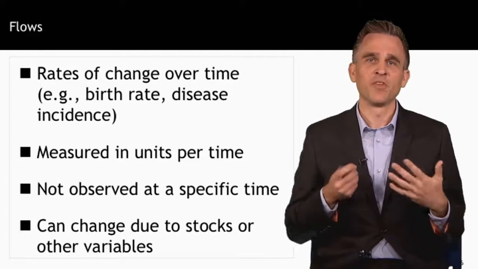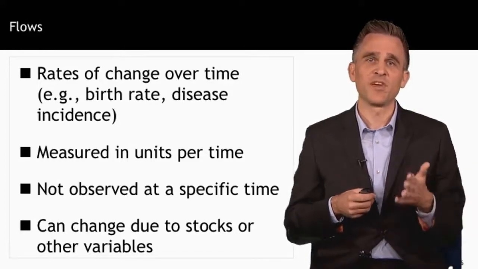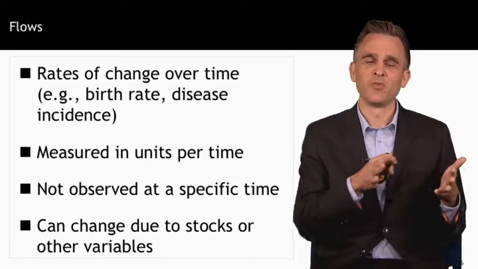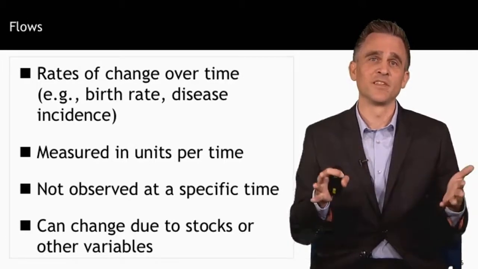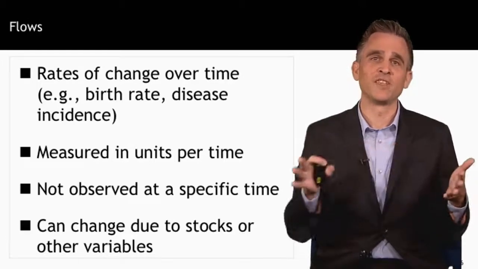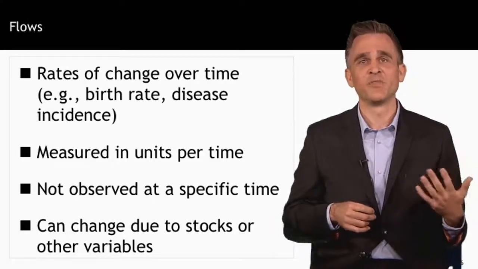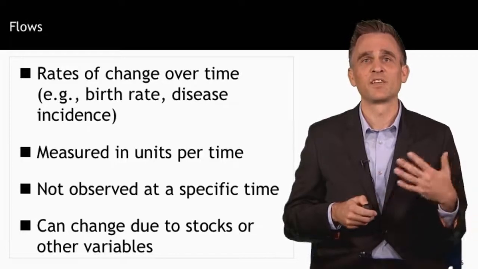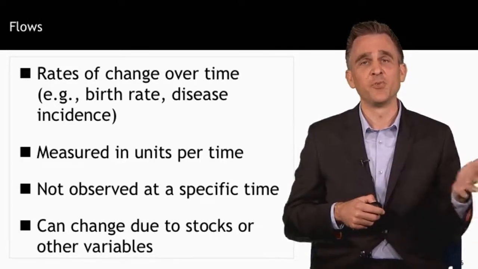Flows are a little bit different in a couple of ways. The first is that they're measured in units per time because they represent rates of change over time. Rather than representing obesity prevalence, for example, a flow could represent the incidence of obesity, or the number of new cases of obesity that develop per year. And because they represent rates of change over time, they can't be measured at a single point in time, like stocks can.